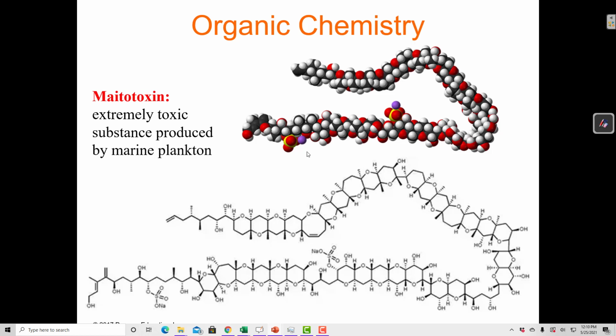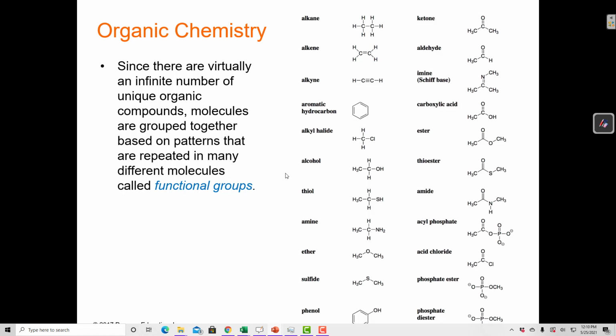So in organic chemistry, since there are virtually an infinite number of unique organic compounds, molecules are grouped together based on patterns that are repeated in different molecules that are called functional groups. Because carbon can bond to itself over and over again, and carbon can also bond to virtually all the other elements on the periodic table, there is a nearly infinite number of ways that you can arrange those atoms in different ways to make different molecules.